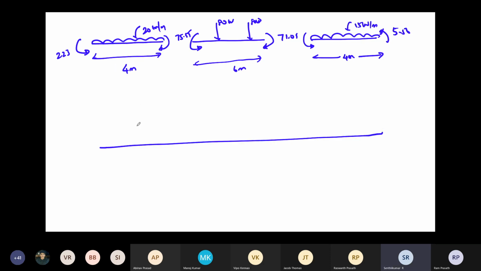Right? So for AB, I can simply draw WL square by 8. Just assume we have a simply supported beam with the UDL, I am putting WL square by 8. So 20 into 4 square by 8. How much? It's coming 40. This is the positive sagging diagram due to loading. Due to loading, you are getting 40, WL square by 8, 20 into 4 square by 8, that is 40.